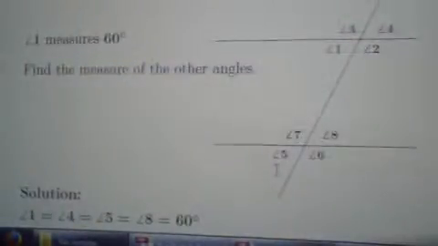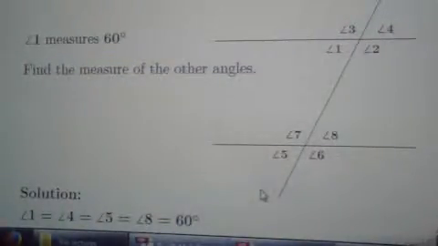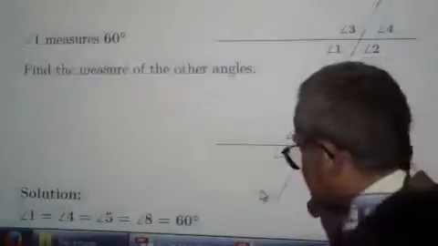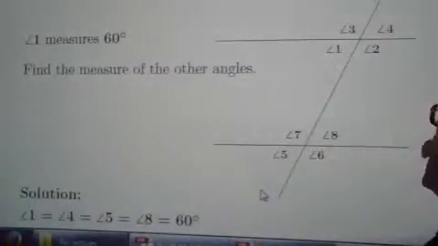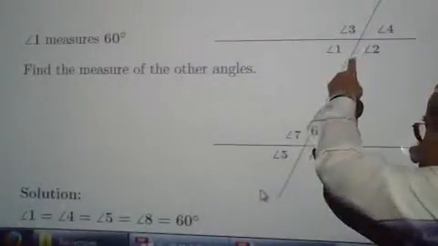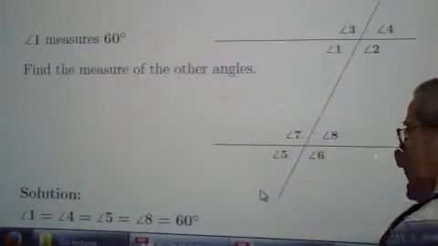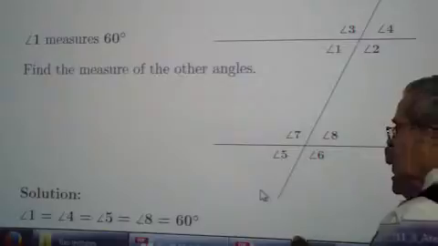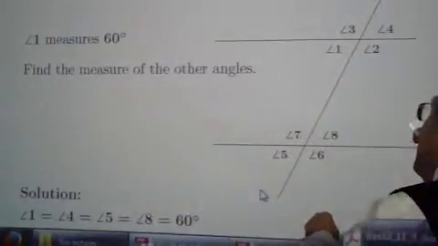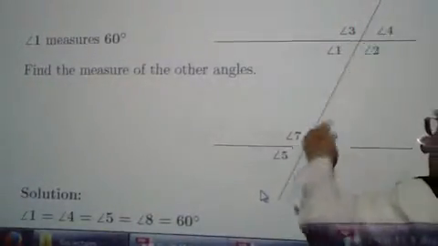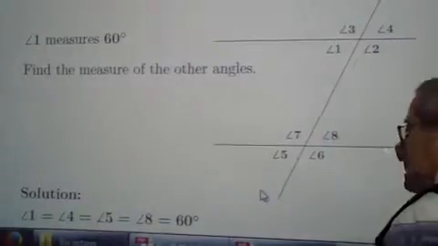We are going over the solutions to the exercises from the previous lecture. We were given two parallel lines and a transversal. We wanted to find the angles that are 60 degrees. That's 1, 4, 5, and 8.